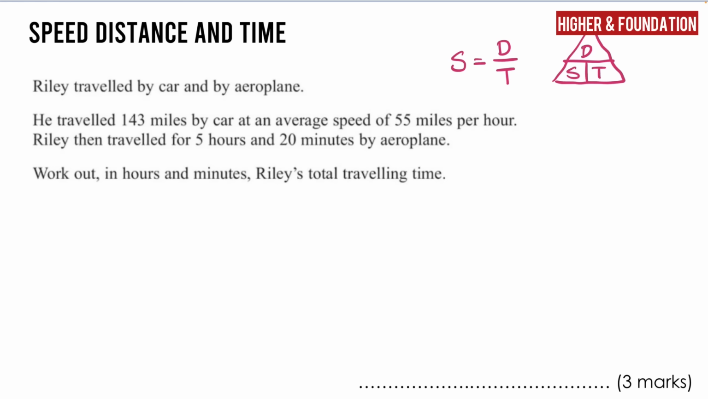This one says Riley travelled by car and by aeroplane. He travelled 143 miles by car, and it gives us the speed. He then travelled for 5 hours and 20 minutes by aeroplane. Work out in hours and minutes Riley's total travelling time.